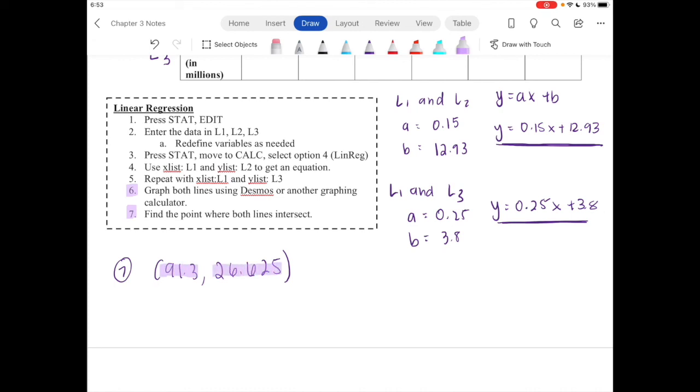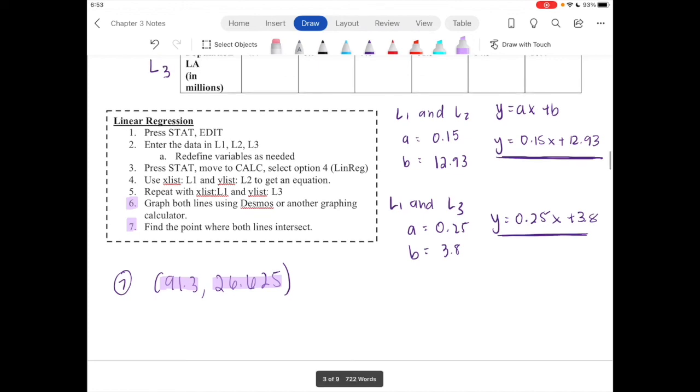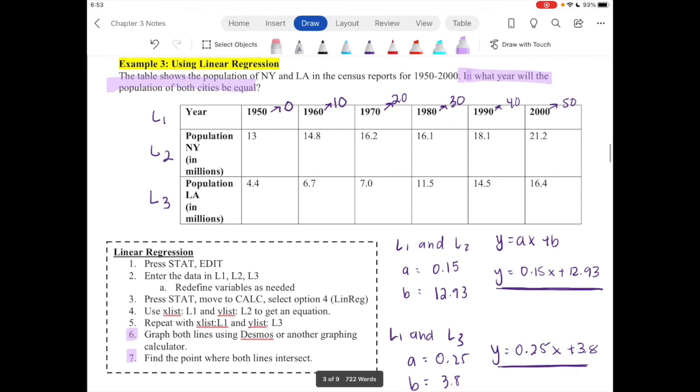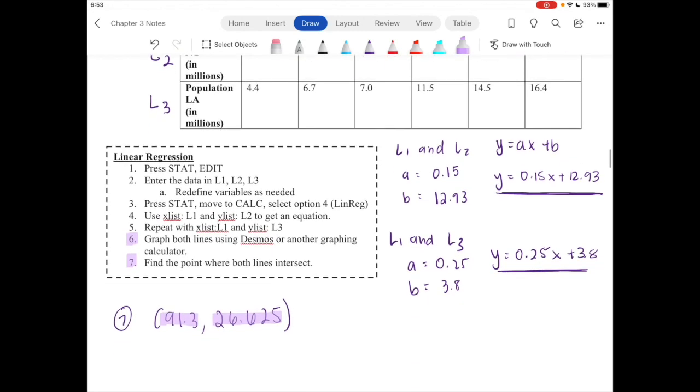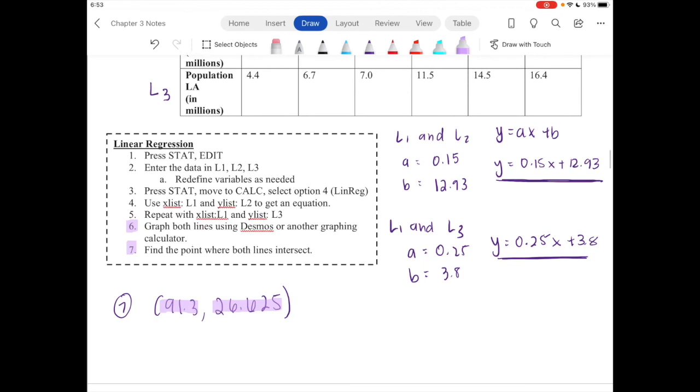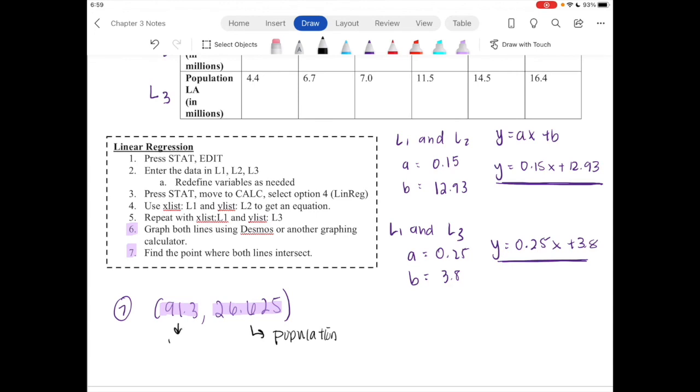Now, since it's a real-world scenario, we need to interpret what these numbers actually mean. We were asked to find, in what year will the population of both cities be equal? Well, the population was our y value. That's what we were changing. This means that the population is going to be 26.6 million in the year 91.3.